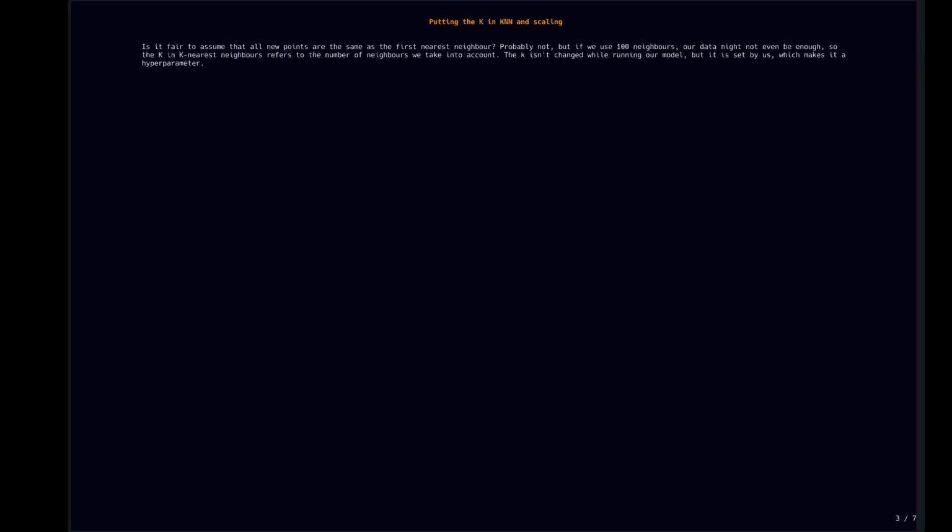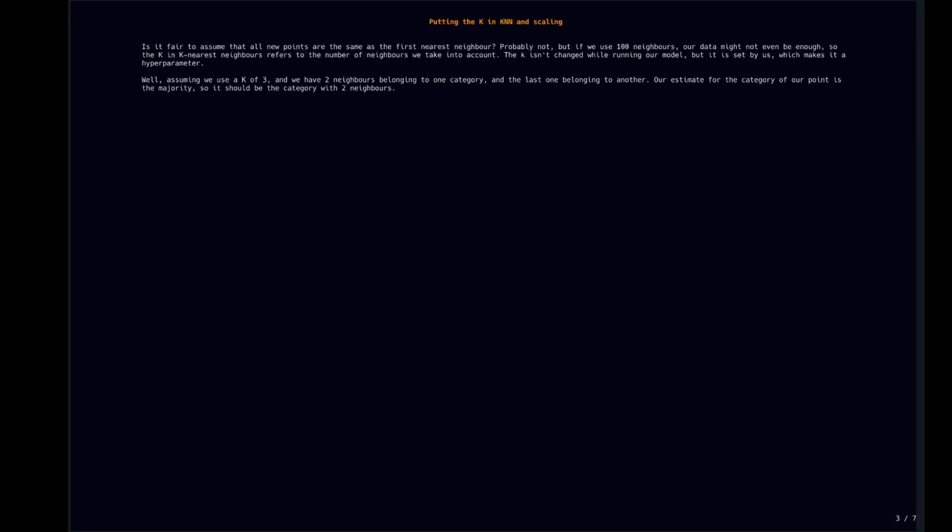So if we use 100 neighbors, that might smoothen things out. Our data might not even be enough, so it will take the majority all the time. So K is the number of neighbors we take into account. And K really determines if this model will be a good fit or a bad fit to our problem. And here, assuming we use a K of 3, and we have 2 neighbors belonging to one category and the last one belonging to another, our estimate for the category of our point is the majority.